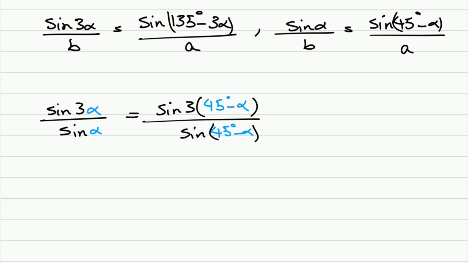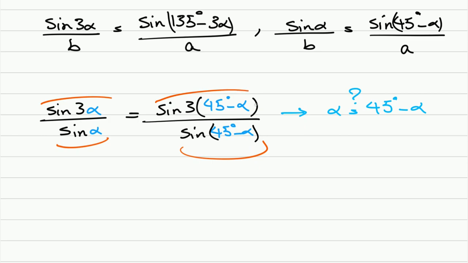So here I have a question. Please help me. Can we conclude from this that alpha is equal to 45 degrees minus alpha? Because everything else is the same: sine of 3 times alpha, sine of 3 times 45 minus alpha over sine of 45 minus alpha. Please tell me in the comments.